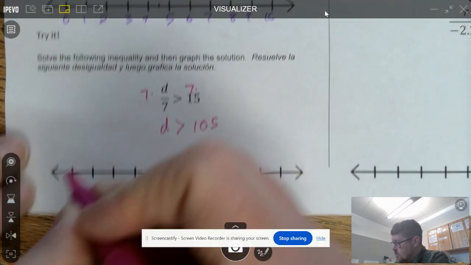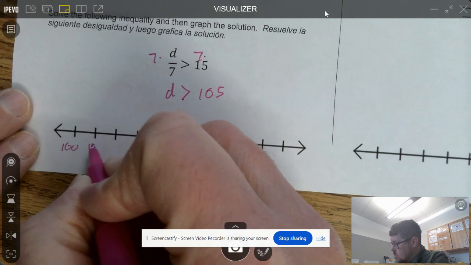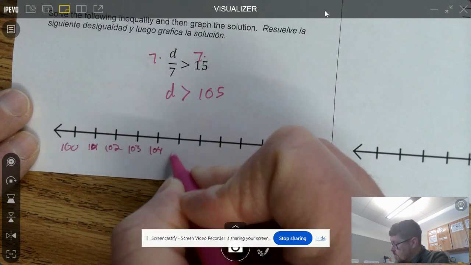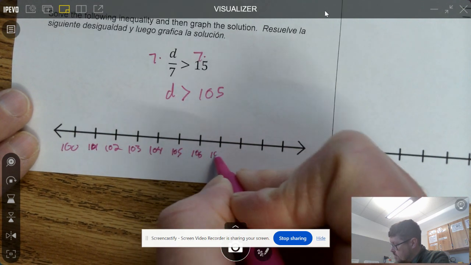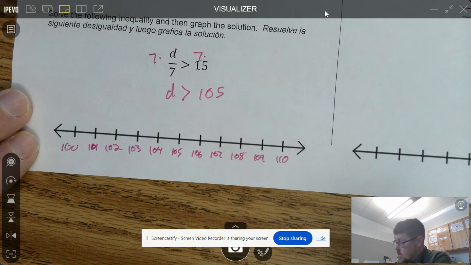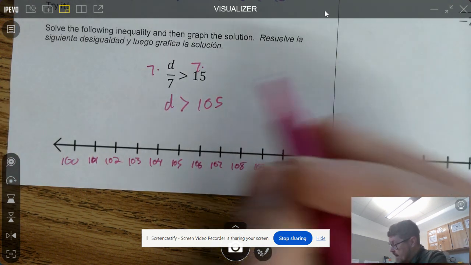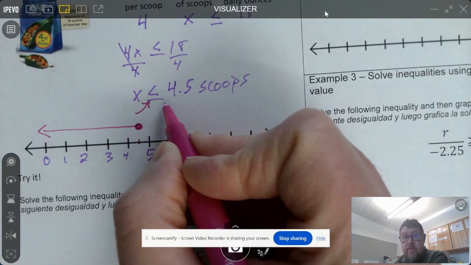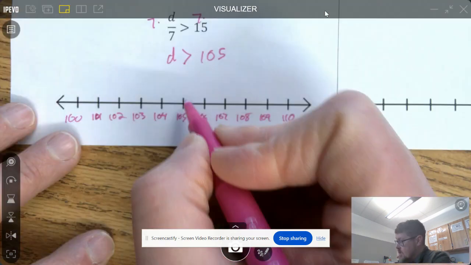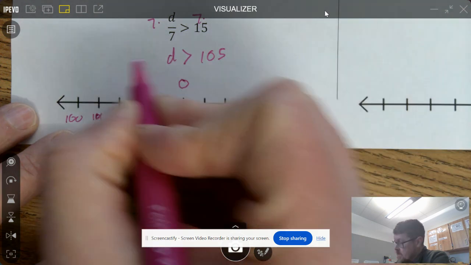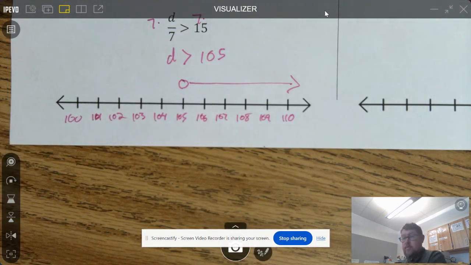So I just go 100, 101, 102, 103, 104, 105, 106, 107, 108, 109, and then 110. And then I'm going to start at 105. Now, there is no greater than or equal to on this one, which gives you a closed circle. So I'm just going to do an open circle. And then the inequality is telling me to go that way. So that's where I draw my arrow.